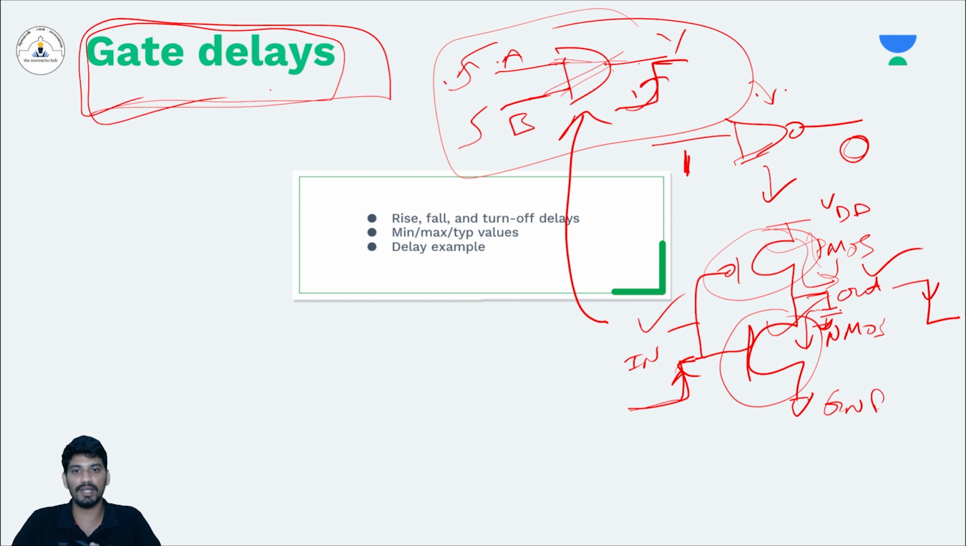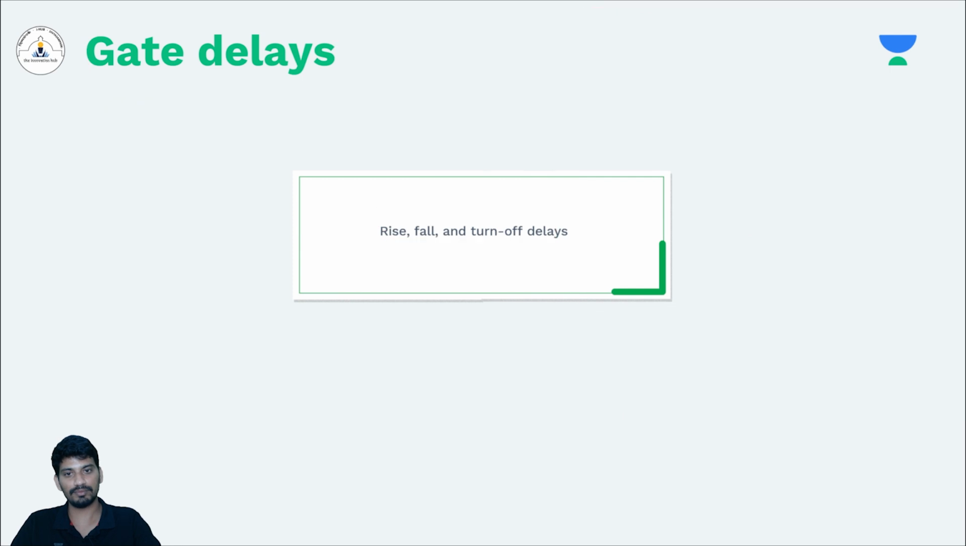You can define the delays, like what is the rise delay of the gate, what is the fall delay of the gate, and what is the turn off delay. I will explain these three terms, and there are different values of these delays. In rise delay, you can have minimum rise delay, maximum rise delay, and typical rise delay. I will explain this, and then I will give you a small example of designing your circuit using gate delays. So let's see what is rise delay, fall delay, and turn off delay.